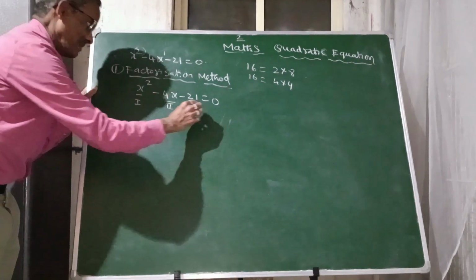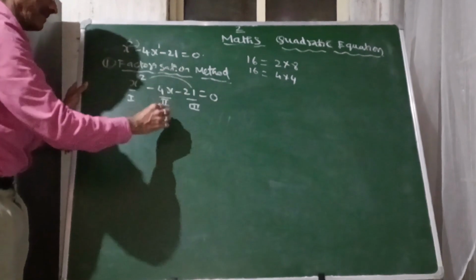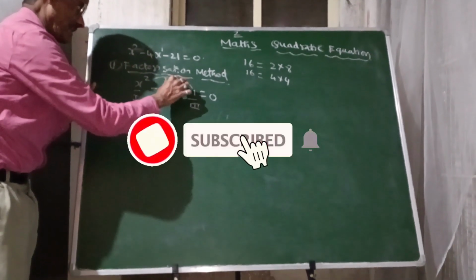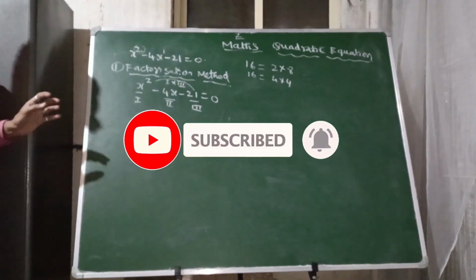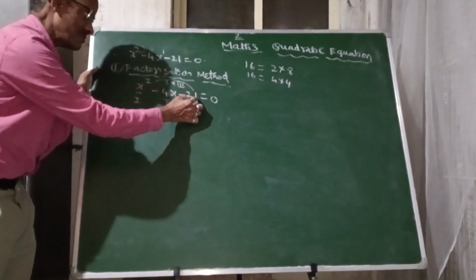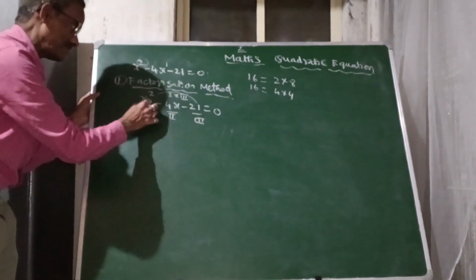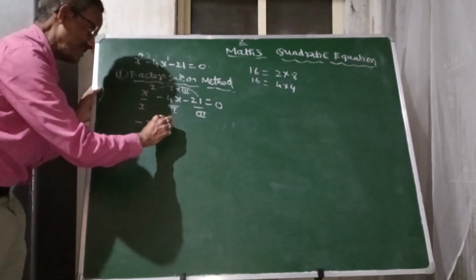Now what I have to do is multiply the first term and the third term. First term into third term I have to multiply. That's why I put a multiplication symbol. If you multiply, what answer will you get? Minus 21 times x square. You will get minus 21 x square, isn't it?